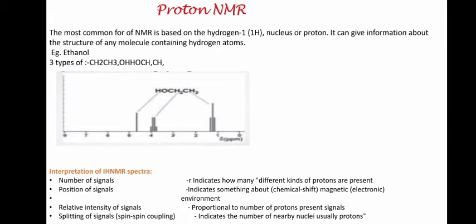The number of signals indicates how many different kinds of protons are present. The position of a signal indicates something about the magnetic environment of the proton. The relative intensity of a signal is proportional to the number of protons present in the signal. Splitting of a signal, that is spin-spin coupling, indicates the number of nearby nuclei, usually protons.